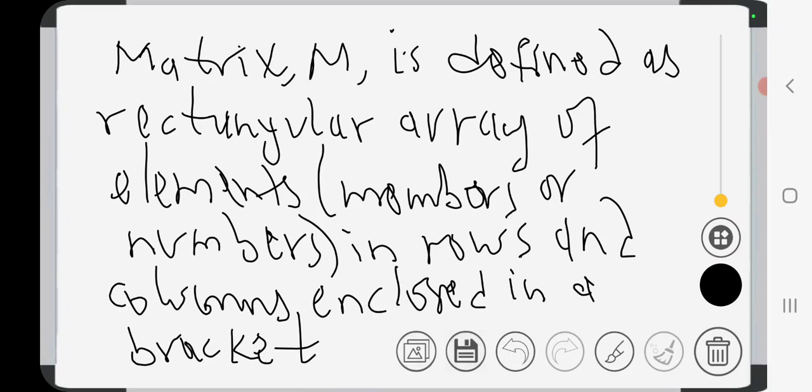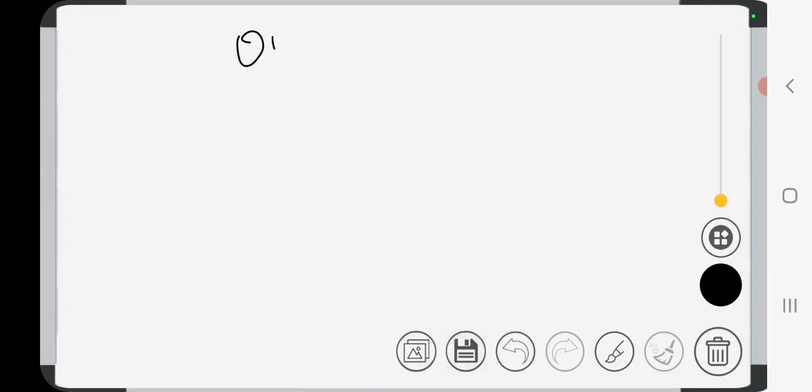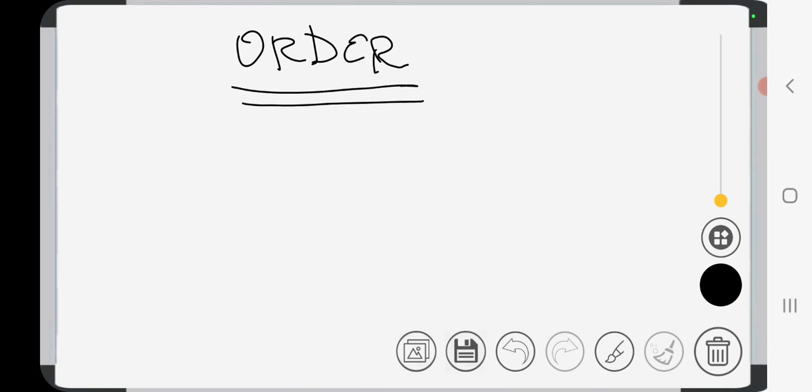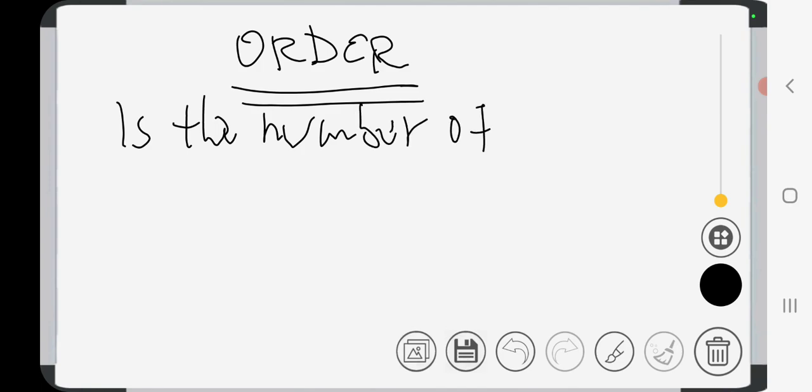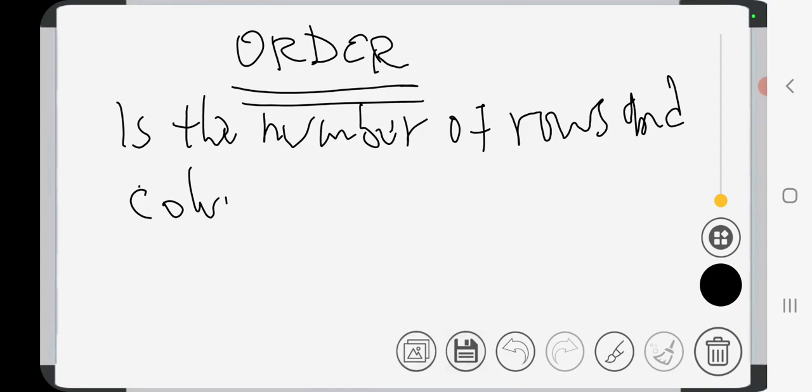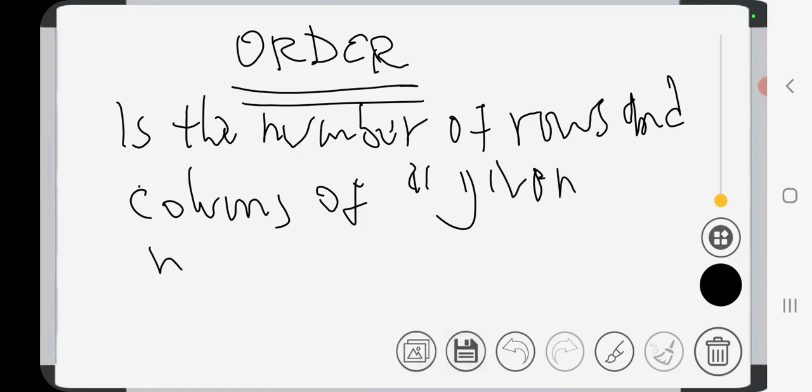Now, the next thing we are going to discuss is the order of a matrix. How do you find the order of a matrix? Order is the number of rows and columns of a given matrix.